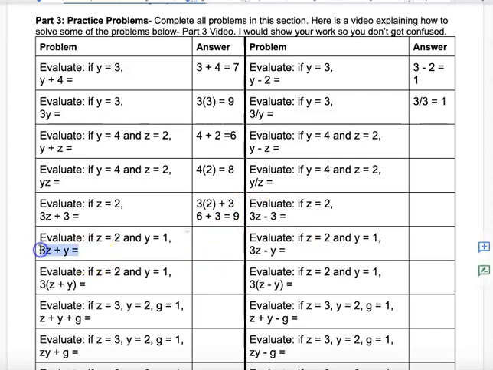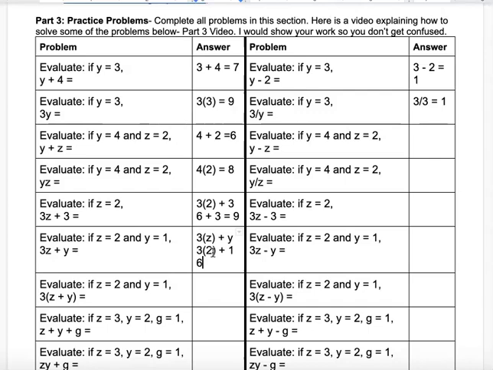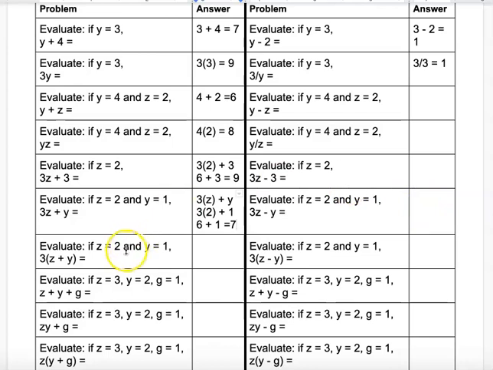In this problem, you have 2 variables. So I'm going to plug in. First, I'm going to put my parentheses around the variable in this here, so that one of them has parentheses. And then I'm going to plug in my numbers. So this is 3 times z, which is 2. Right, I'm getting my value from here. And then I'm going to add y, which is 1. And again, before you are allowed to add those numbers, you've got to multiply 3 times 2, which is 6. Add 1, 7. So keep going through these.